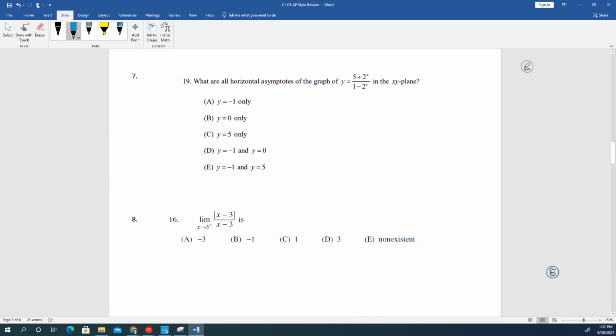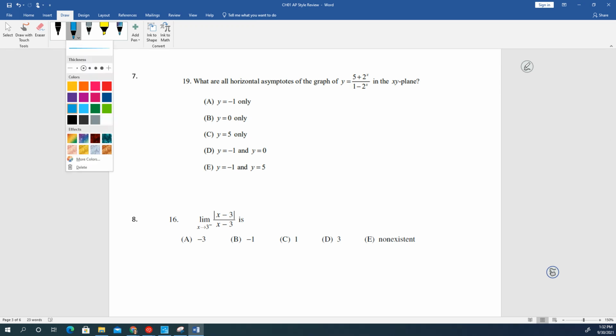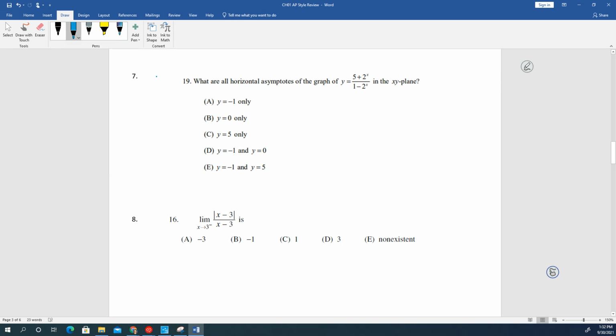Number 19, no calculator question. What are all the horizontal asymptotes? Anytime I see that, I'm thinking, okay, my end behavior, my limit as x approaches positive or negative infinity, of the graph of 5 plus 2 to the x over 1 minus 2 to the x.